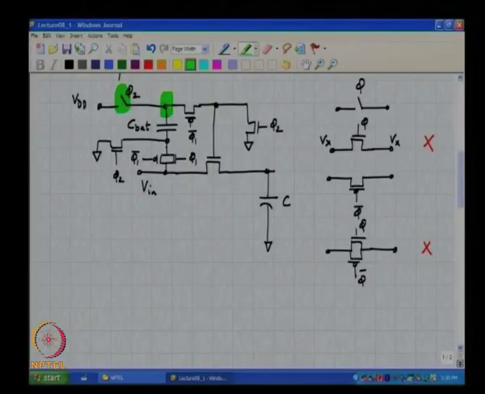The body terminal of the PMOS transistor must always be connected to the highest possible potential that the transistor is exposed to. And which is the highest possible potential that the transistor is exposed to? Pardon? So, this voltage is either VDD plus Vn or ground, right. So, where do you think you would connect the body? Good, so you will connect it to the left side, right.